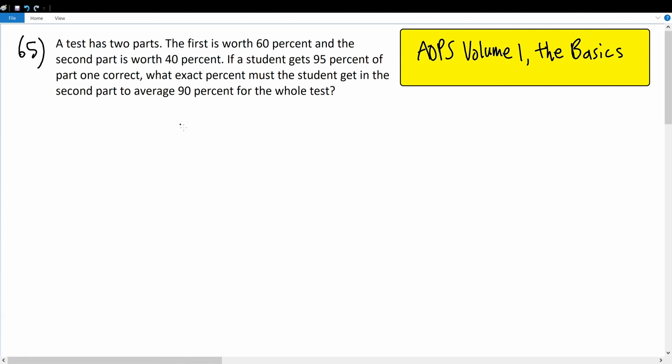AOPS Volume 1, The Basics, number 65. A test has two parts. The first is worth 60% and the second part is worth 40%. If a student gets 95% of part 1 correct, what exact percent must the student get in the second part to average 90% for the whole test?